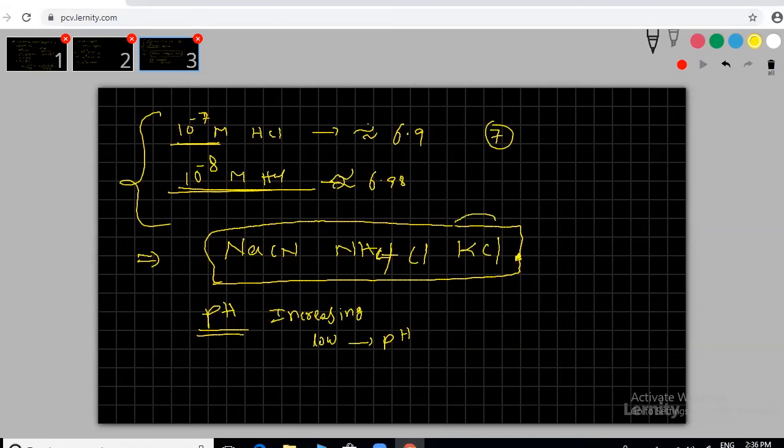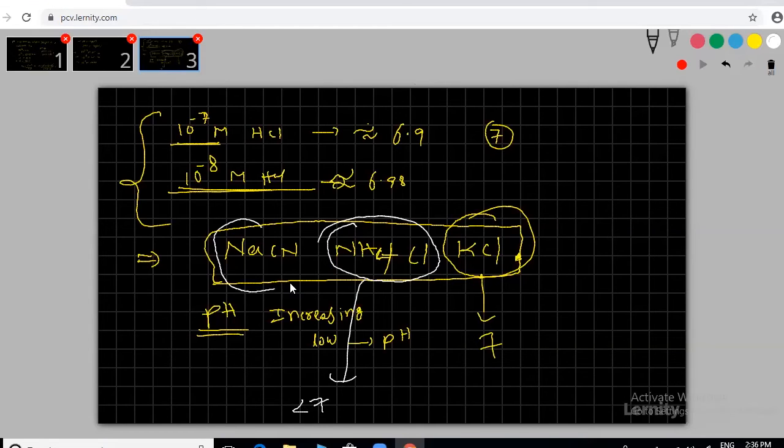This is a neutral salt, strong acid, strong base salt. So can I take pH 7? This is NH4Cl. What type of salt, sir? Acidic salt. pH should be less than 7. Is it correct or not? Less than 7. NaCN, which salt, sir? Basic salt. pH should be more than 7. Is it correct? So which is the highest pH? NaCN. Next KCl. Next NH4Cl. This is the answer.